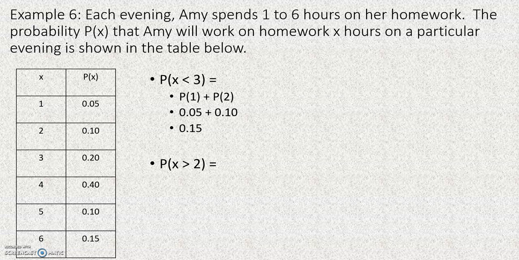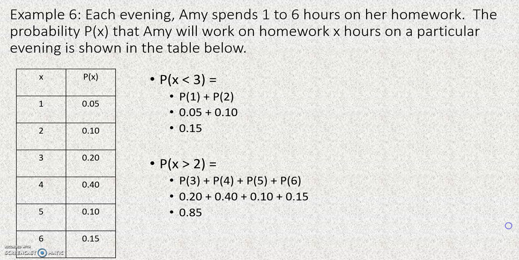Probability that it takes her longer than 2 hours to do her homework is going to be the probability it's 3 hours plus the probability of 4 hours plus the probability of 5 hours plus the probability of 6 hours. 0.2 plus 0.4 plus 0.10 plus 0.15. 0.85.